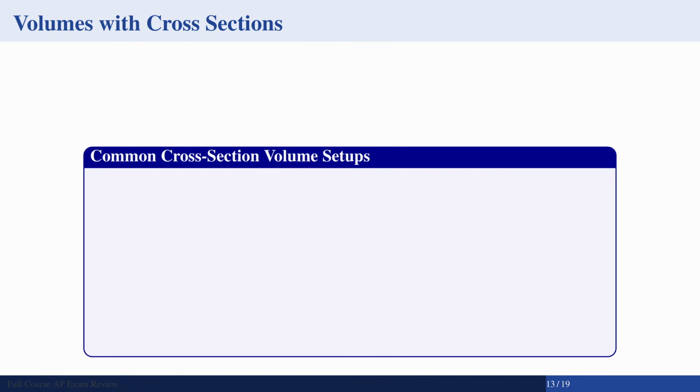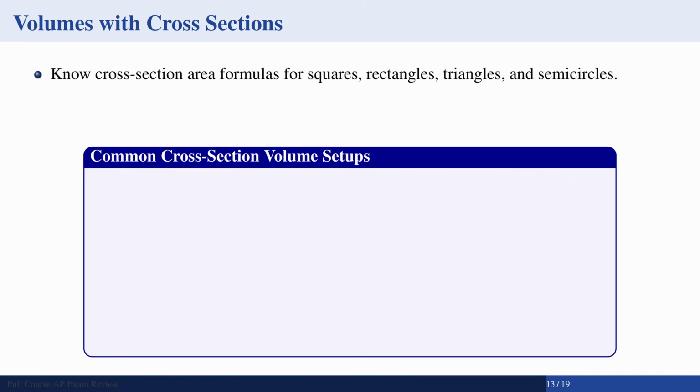Next up is volumes with cross-section. So I just recently made a video about this. You should definitely check it out. This is going to be an overview of that, but the graphic comes from it. You need to go into the exam knowing the cross-sectional area formulas for squares, rectangles, triangles, and semicircles. You've got to memorize the semicircles because it's definitely the weirdest one.